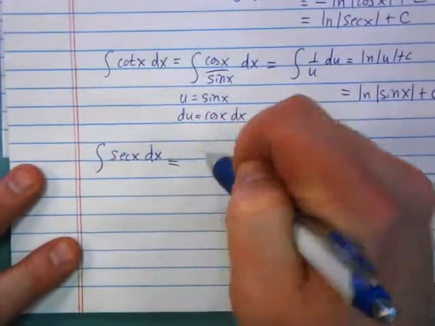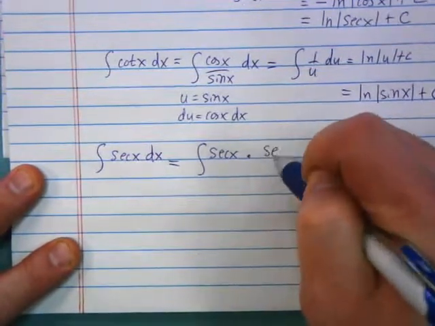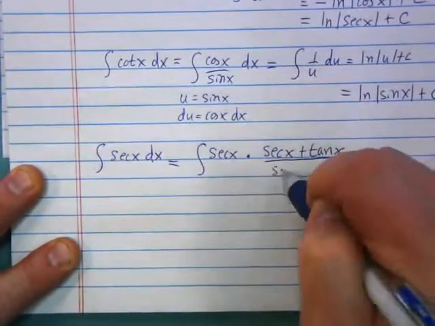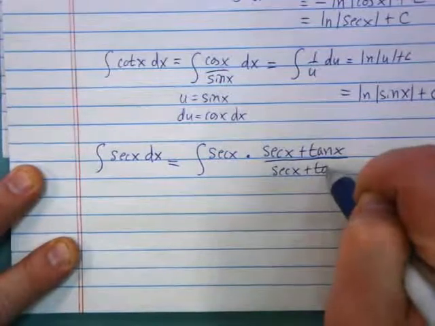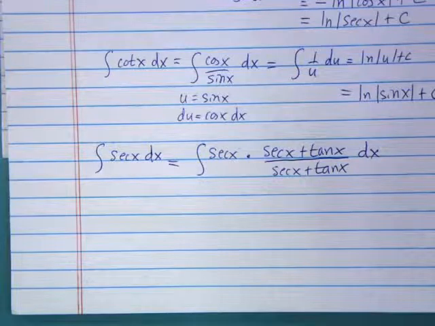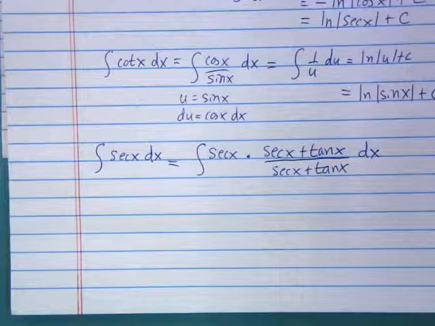What you do with this one is you rewrite it. I'm going to rewrite this as secant x times secant x plus tangent x over secant x plus tangent x dx. What did I do? Multiplied by the number 1. I wrote the number 1 in a bizarre way. And the reason you do that is that happens to be the thing that works. And you'll see what I mean by it works in just a minute here.